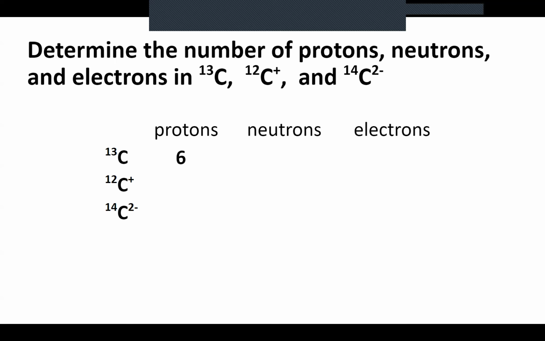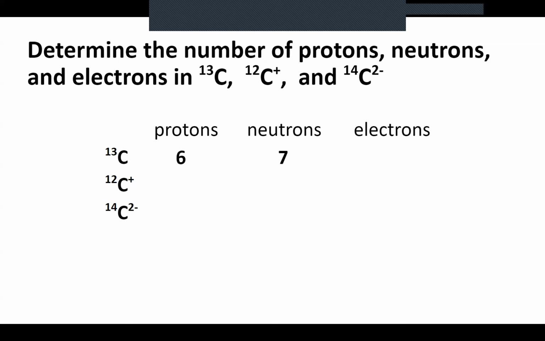To get the number of neutrons, we're going to consider the mass number. The mass number for the first symbol is 13. That means the sum of protons and neutrons is 13. And if we know that the proton amount is 6, let's subtract 13 minus 6. That gives us 7 neutrons.